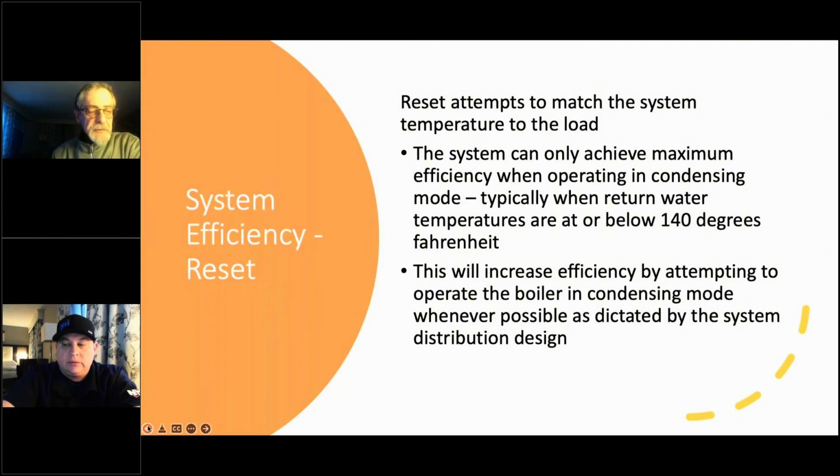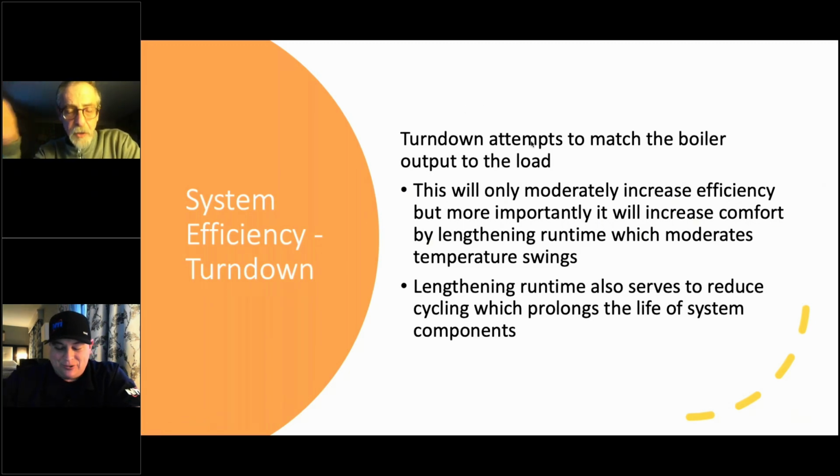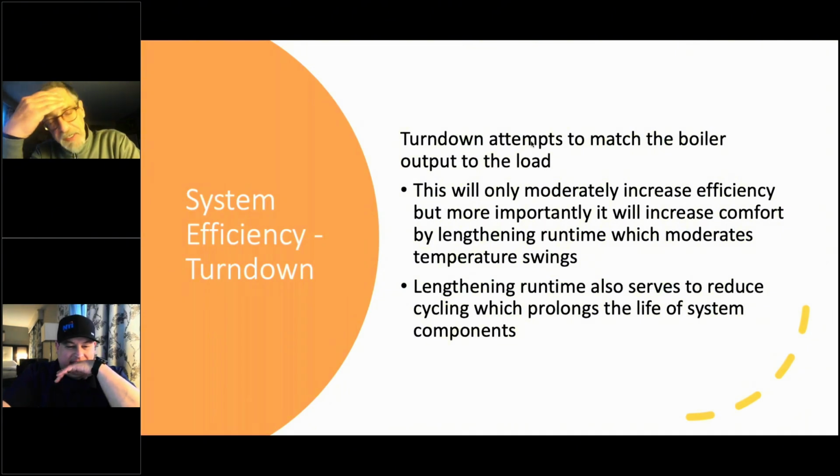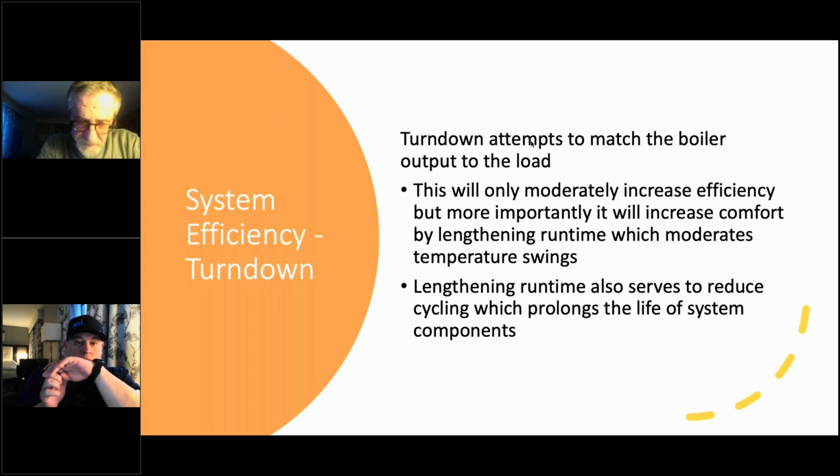Let me just reiterate this. Turn down is looking to match the boiler output to the load. Let's say you've designed a 100,000 BTU system at design temperature. Let's go to Syracuse, for instance, because that's what we were just looking at in the chart. In Syracuse, you're designing for 0 degrees, and let's say you have a building that needs 100,000 BTUs at 0 degrees. The fact of the matter is, even in January, the average temperature is 24. So that's, actually, no, I'm sorry, that's 66% of your design.